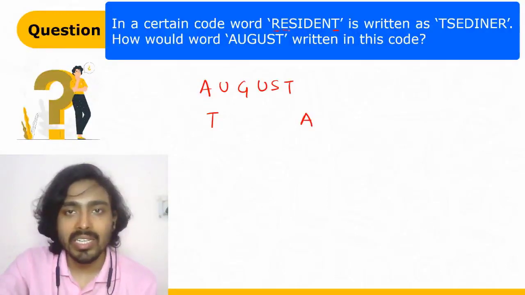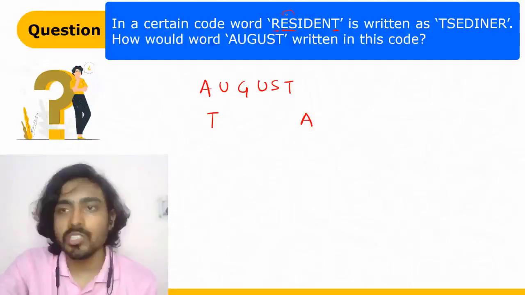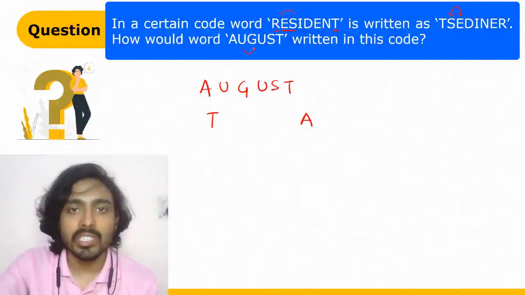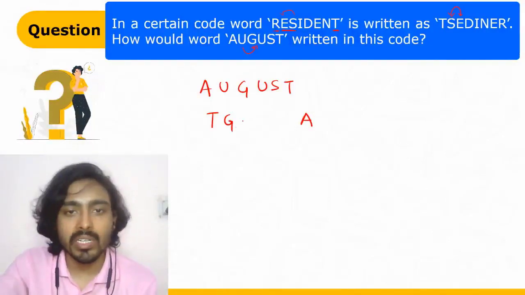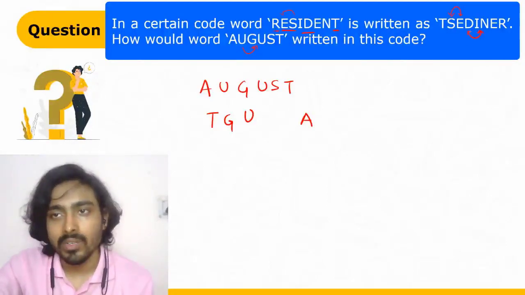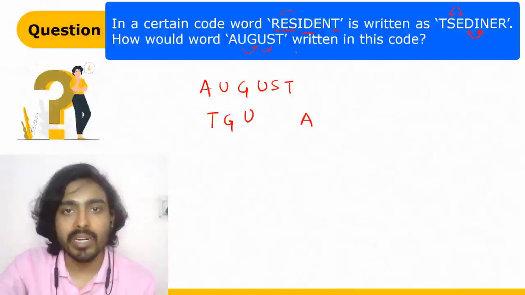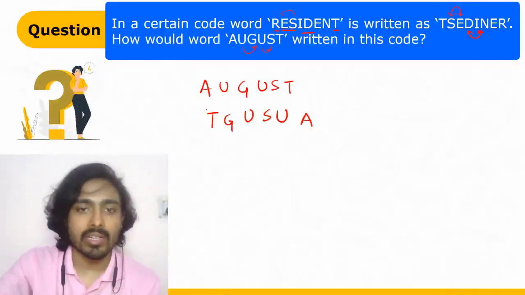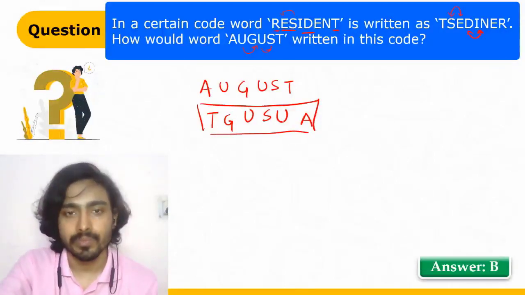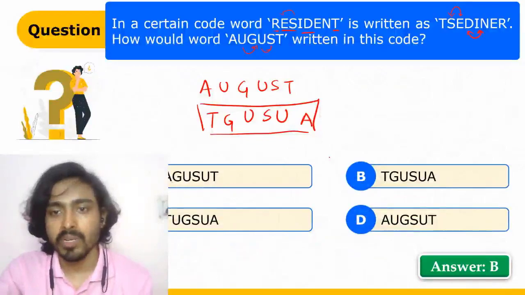Now ES is being interchanged by SE. So similarly, we'll interchange U and G, so this will become TGU. Similarly, ID is being interchanged as DI. So again, US will be interchanged as SU. So TGU, SUA will be our answer. That is our answer. Let's look at the options. Yes, B is the right answer.